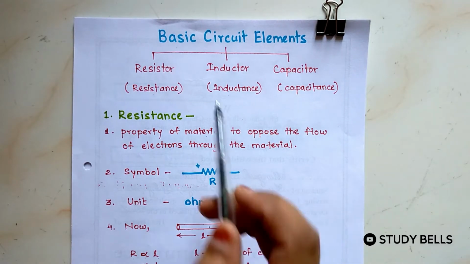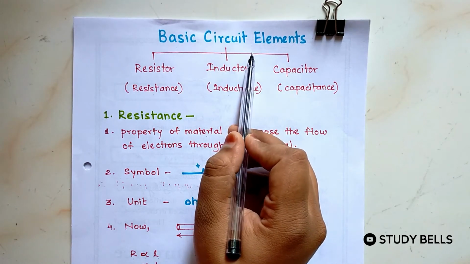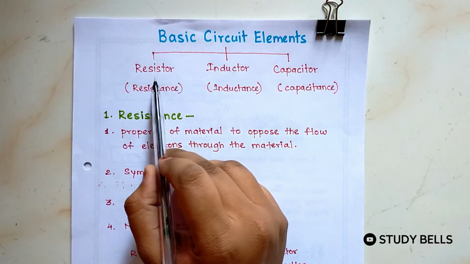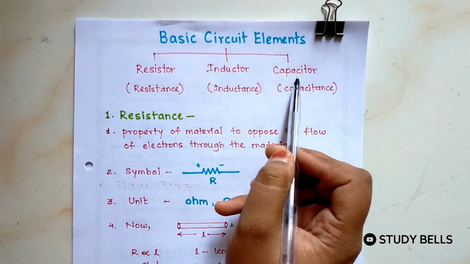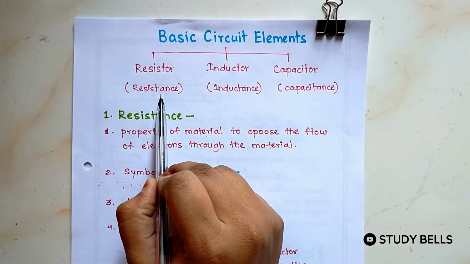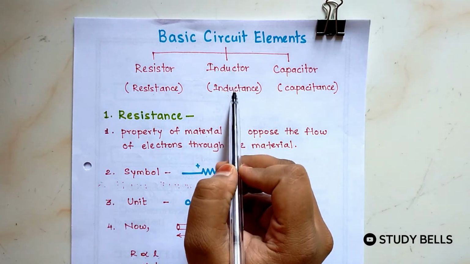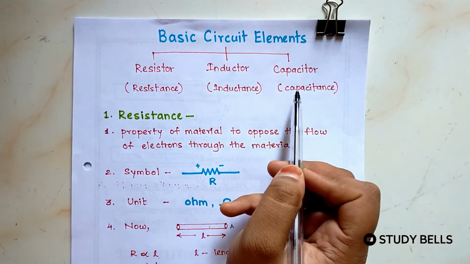Hello everyone. Today we are going to see basic circuit elements. There are three basic circuit elements: resistor, inductor, capacitor. Resistor is having the property of resistance, inductor having inductance, capacitor having capacitance.